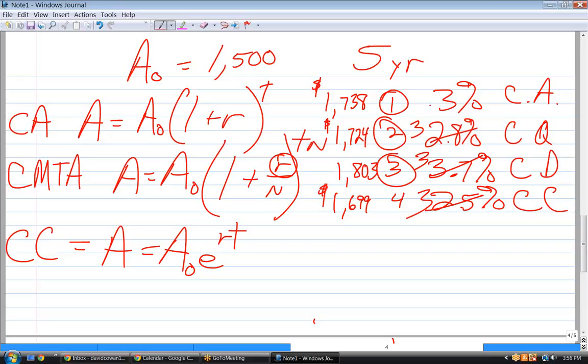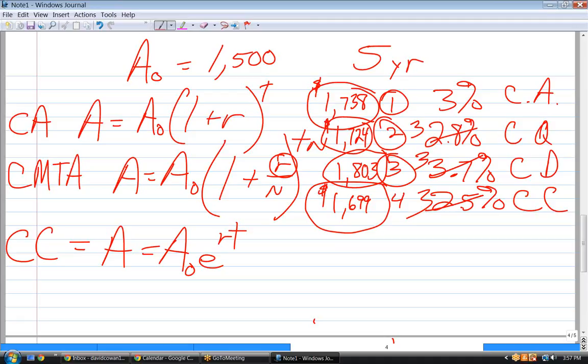Now, if they did it all at the same rate, 3%, this would have won, but just barely. It would have barely won over this, which would have beaten this, and would have beaten that. So it would have gone 4, 3, 2, 1 if we were at the same rate for all 4 different methods.